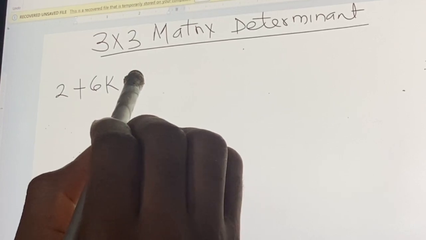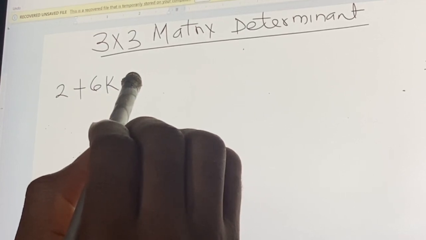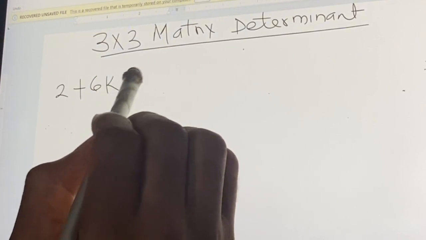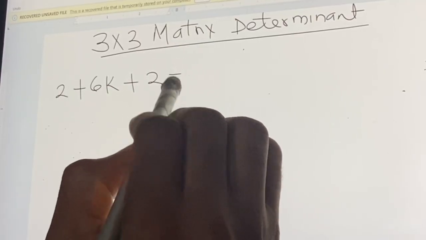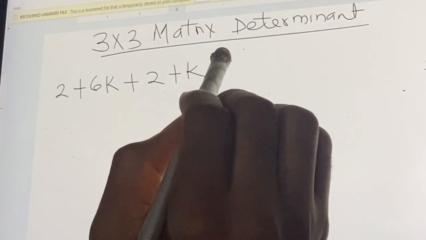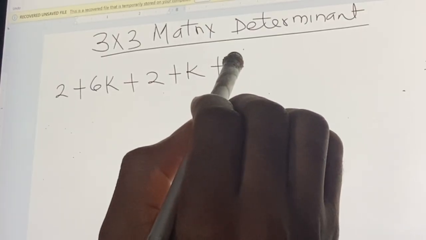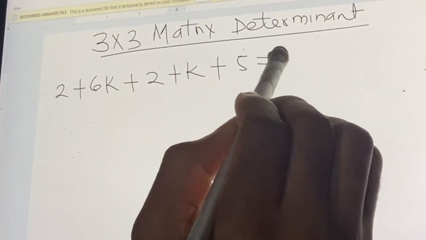So let's open the next bracket there. Minus 1 times minus 2 will give us plus 2. Minus 1 times minus k will give us plus k. Plus 1 times 5 will give us 5, is equal to 23.